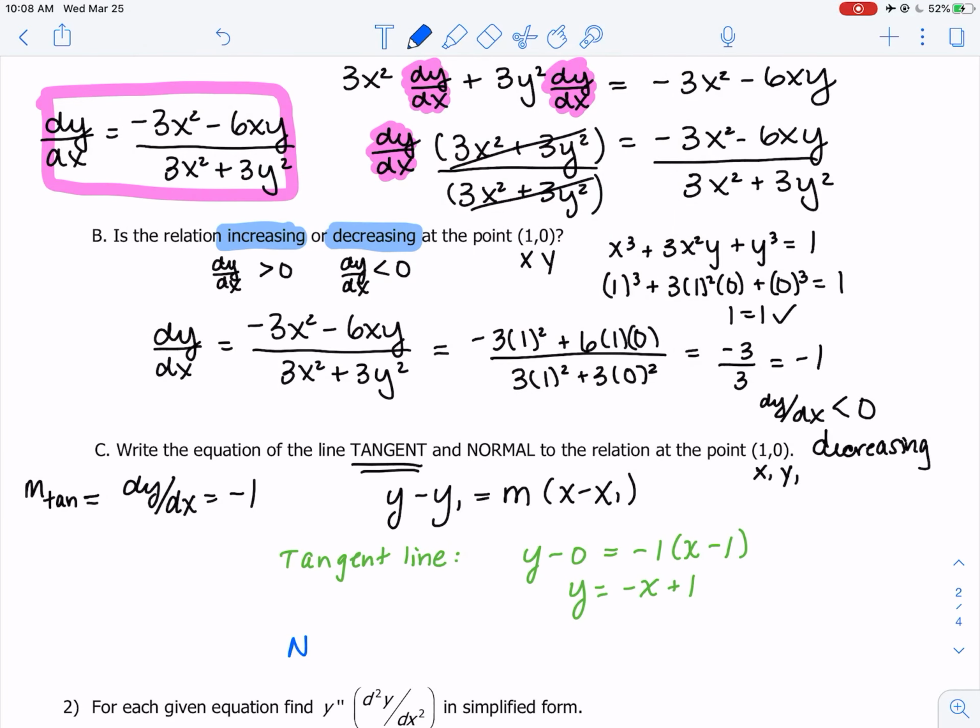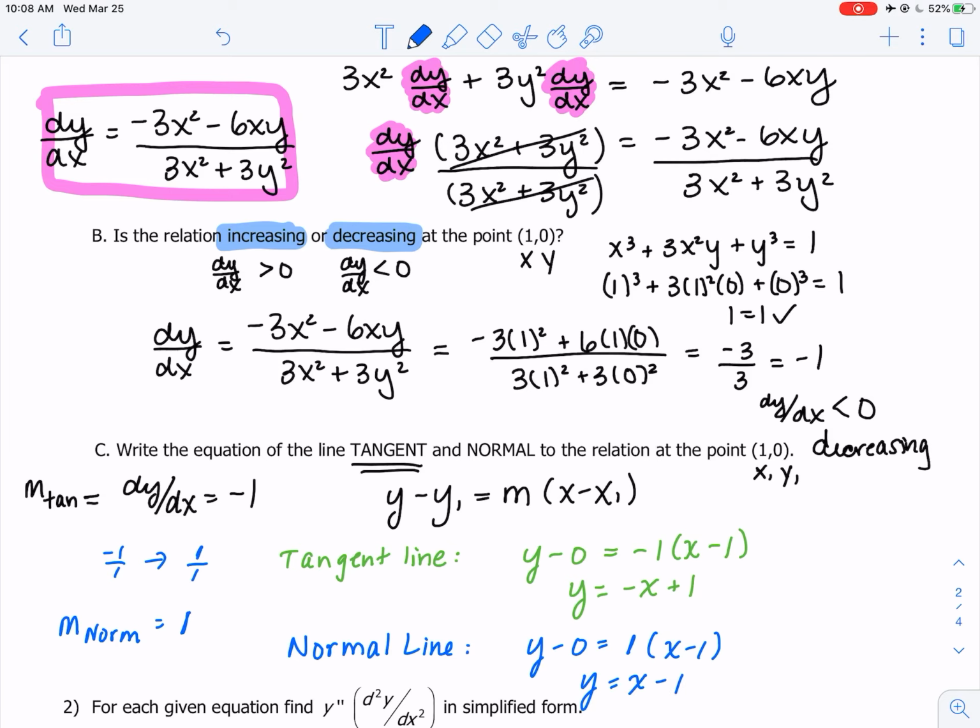Recall, though, for normal lines, that the slope is the negative reciprocal because normal lines are perpendicular. So the slope for the normal line is going to be the negative reciprocal, or positive 1. Remember, if you have negative 1 over 1, its negative reciprocal is going to be a positive 1 over 1. So again, still passing through the same point, y minus 0, except at this point, your slope is now the negative reciprocal, or positive 1. You can clean that up and just write that in the form of y equals x minus 1.